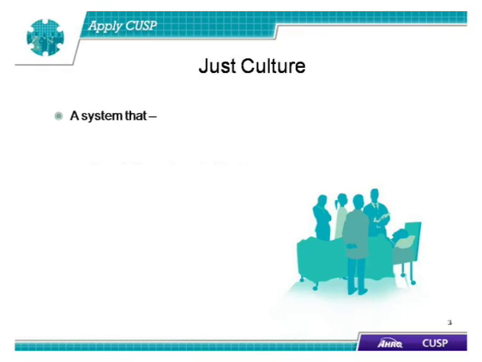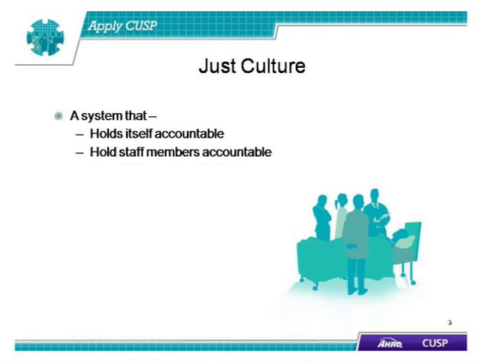The term just culture refers to a value-supportive system of accountability where healthcare institutions are accountable for the systems they design, and in turn, staff, patients, and visitors are accountable for the choices they make within those systems. In a just culture organization, there are 3 categories of behaviors that we must expect and learn how to manage.